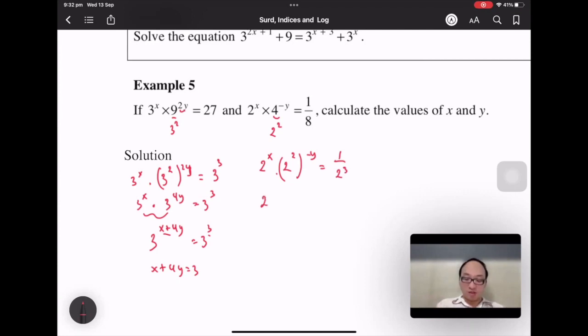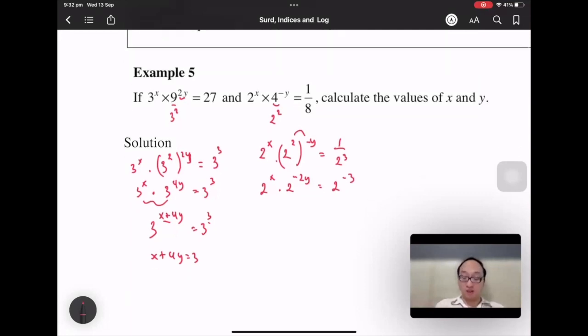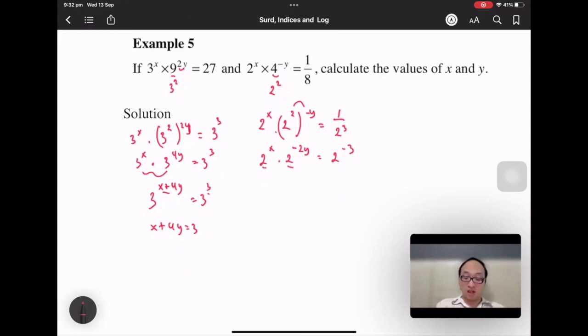So the same thing, 2 to the power of x times 2 to the power of negative 2y, we multiply, equals 2 to the power of negative 3. So we make it into a negative index, and now they are the same. So it's 2 to the power of x minus 2y. We can add because it's multiplication of the same base, equals 2 to the power of negative 3. So it is already the same, and that means x minus 2y equals negative 3.